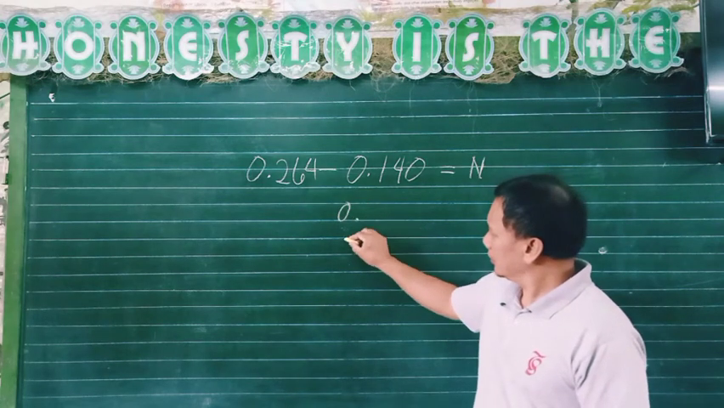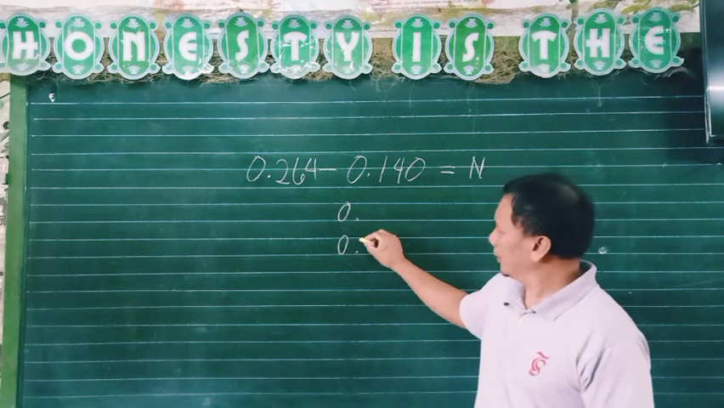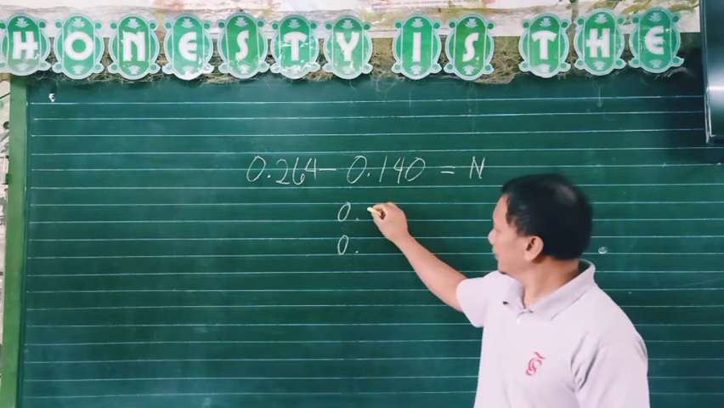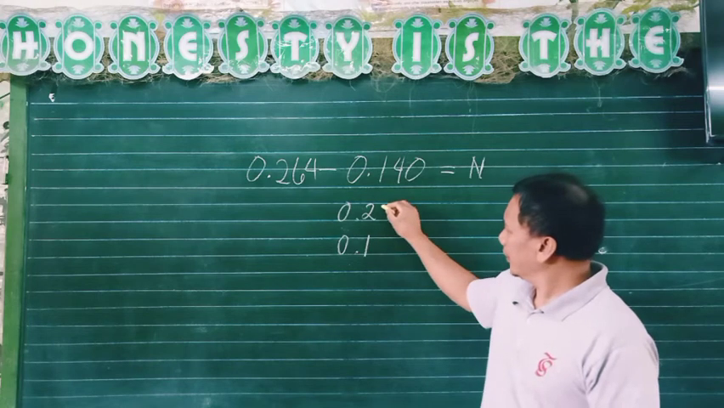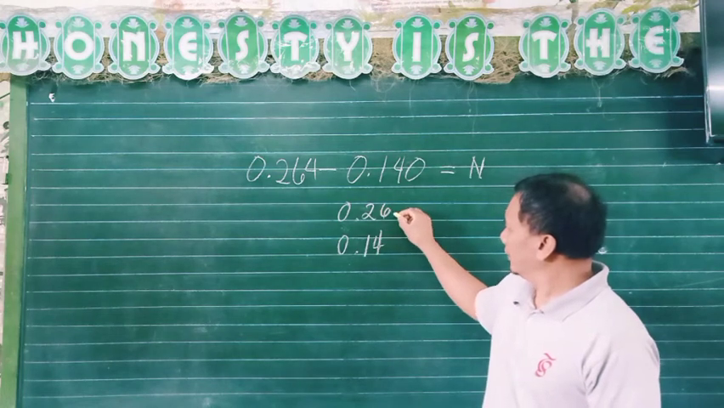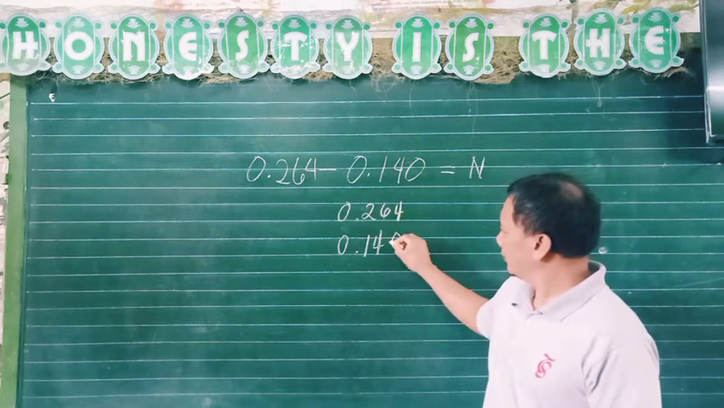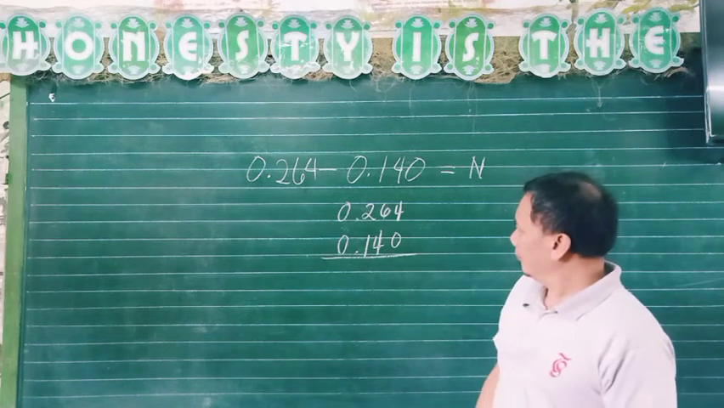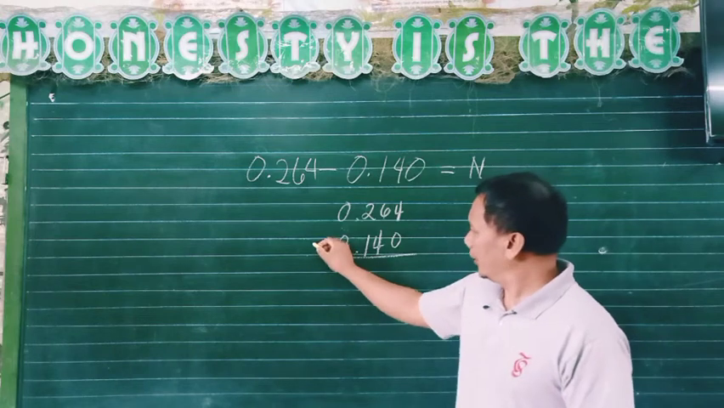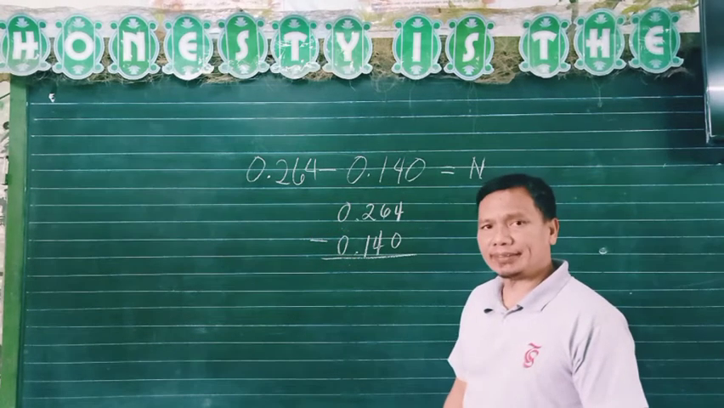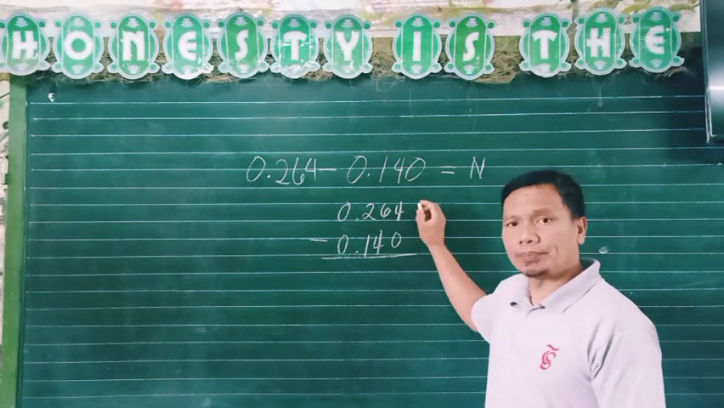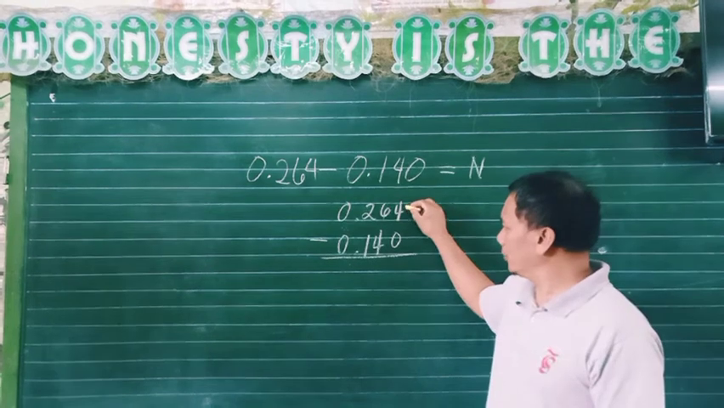And align under the whole number part, we have 0 there. And under the decimal part, align the tenths, the hundredths, and then the thousandths. Then you subtract the number as if you are subtracting whole numbers. And do not forget the operational sign, which is subtraction. Start from the right, going to the left.